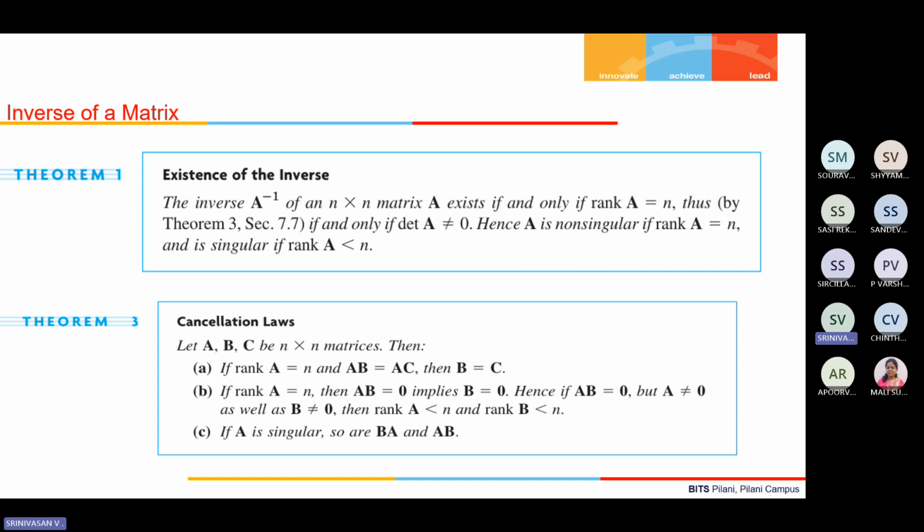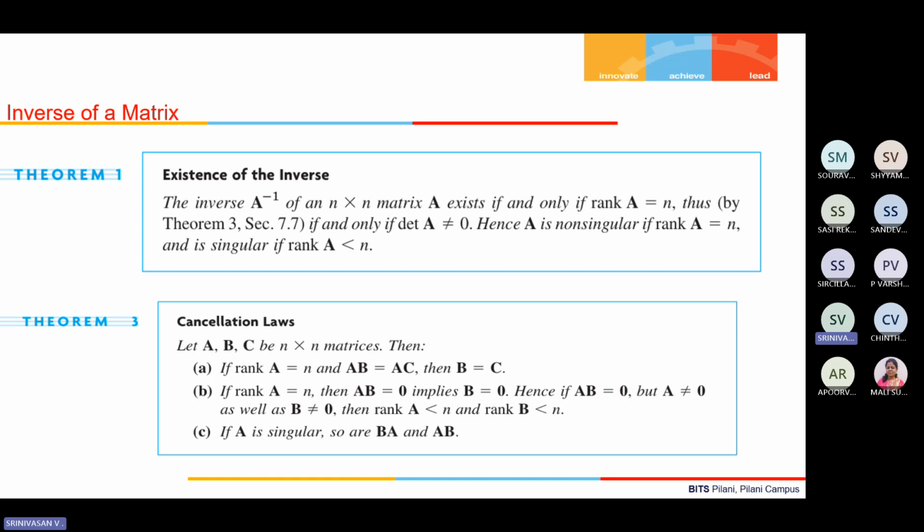Remember, this is possible only when all of them are of same order and rank of the common matrix is the maximum order number. So that is important. If rank A is n, which is the order of each of the matrices, such that AB equal to AC, then B equal to C. If rank A equal to n and AB equal to 0, naturally implies B equal to 0. Hence, if AB equal to 0, but A not equal to 0, as well as B not equal to 0, then rank A will be less than n and rank B will also be less than n.